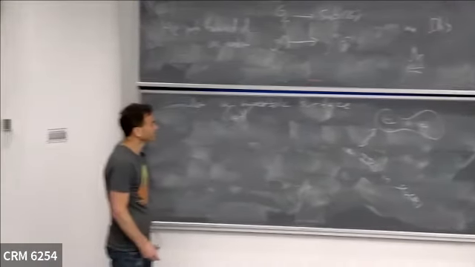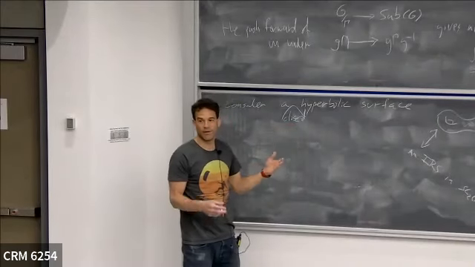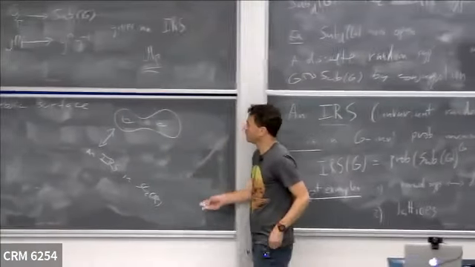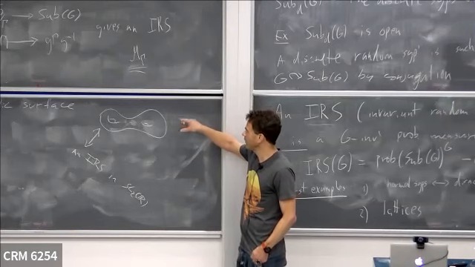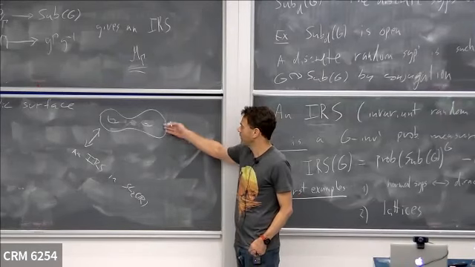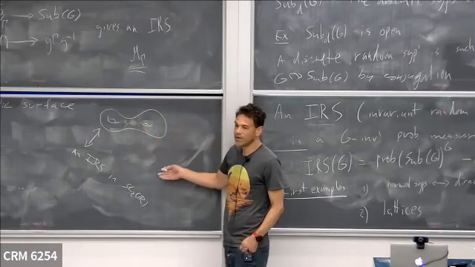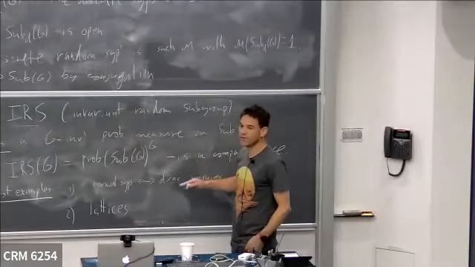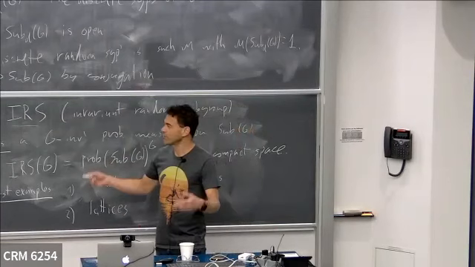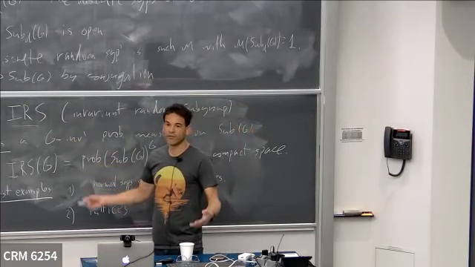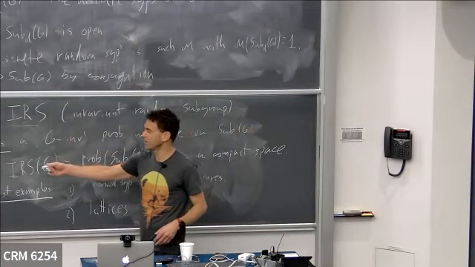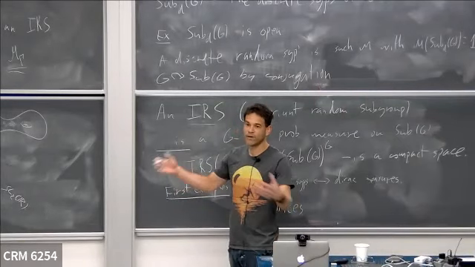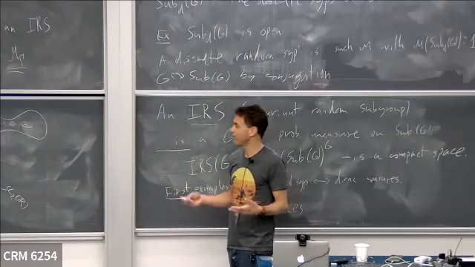Now we know that there are many different hyperbolic structures, a 6g minus 6 dimensional family. Each of them gives me an IRS. Now we go back and remind ourselves that the space of all IRSs is a compact space. So we can take a compactification of all these creatures, and this gives us a compactification of the Teichmuller space or the moduli space.